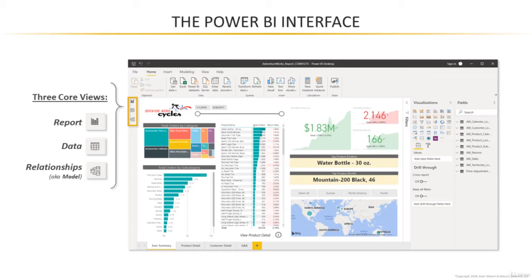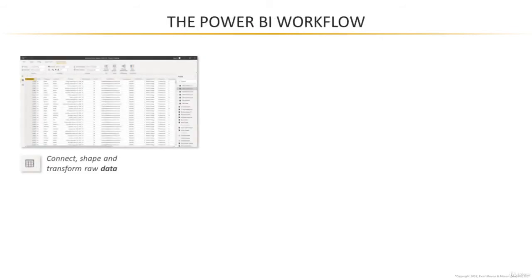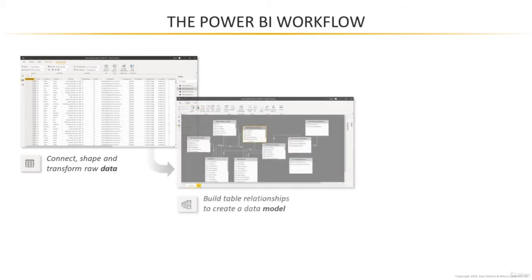Now, when we think about the Power BI and broad business intelligence workflow, it actually doesn't really follow this order. We don't start with the report and then move into data, then relationships. We're going to follow kind of a different process. Instead, we're going to start with the data view and the query editor. This is where we're going to connect, shape, and transform that raw data. Once we have our data, we're going to shift gears into the relationships view. That's where we're going to actually design our data model and tie those tables together with relationships.